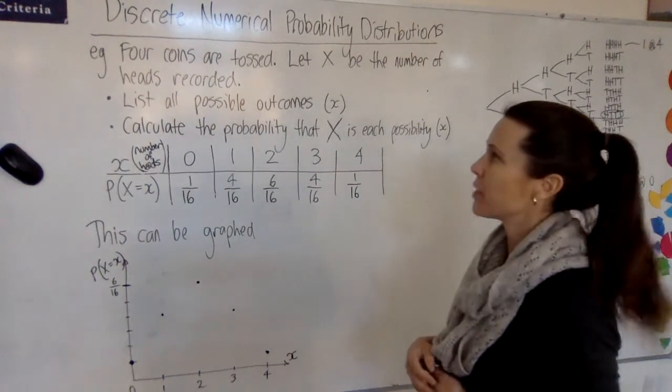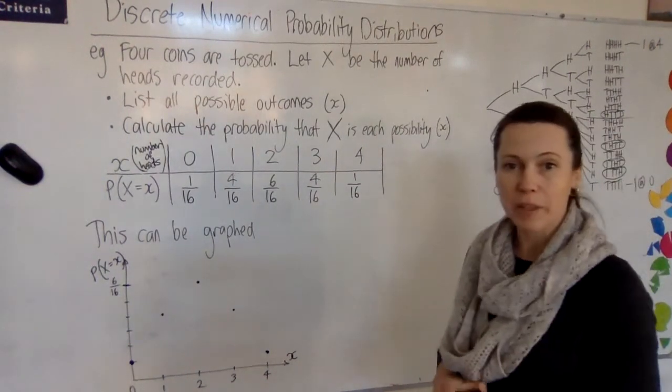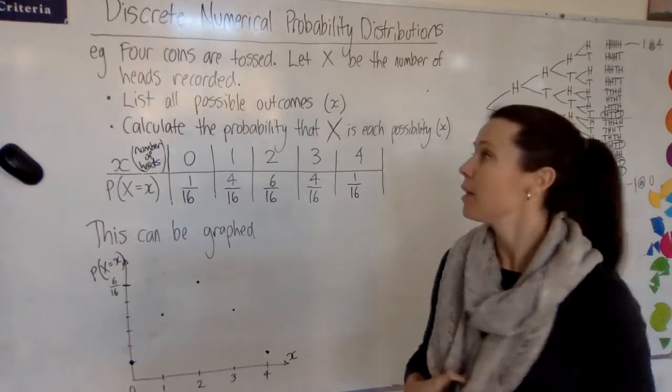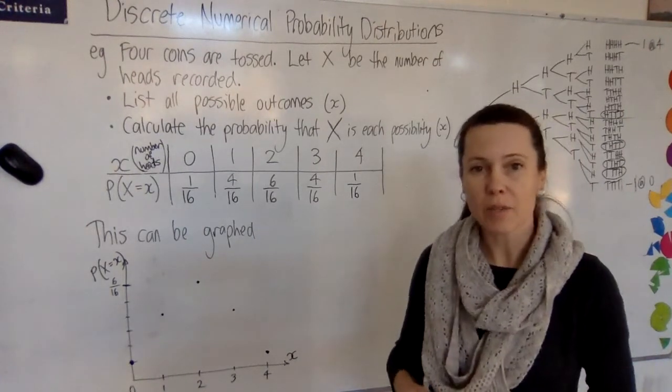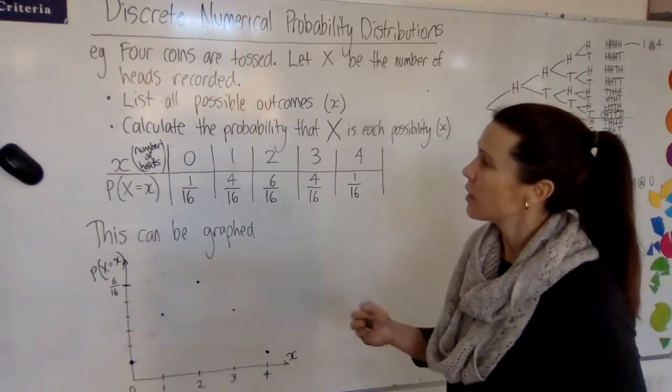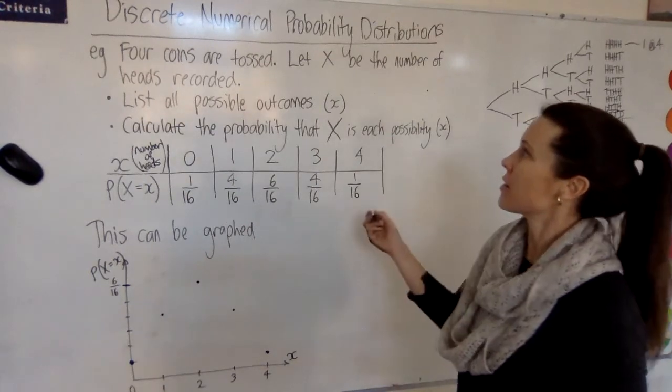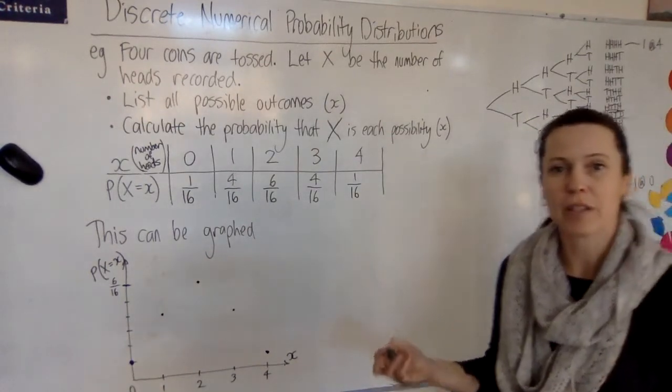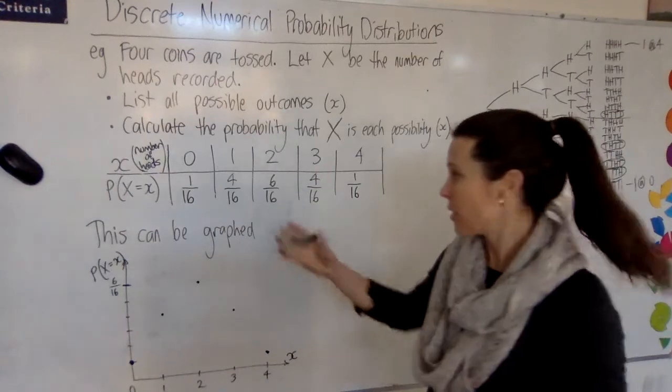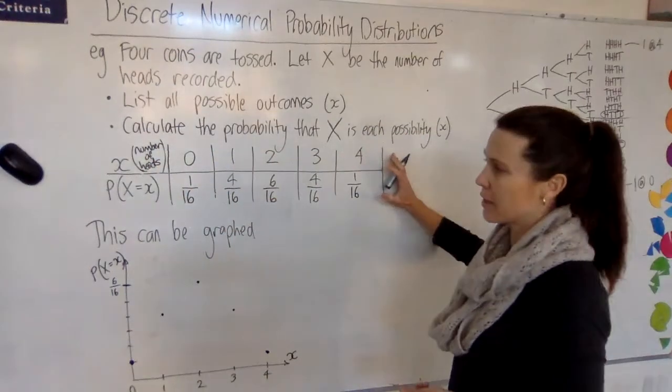So in general, we'll be dealing with discrete numerical probability distributions for our Year 11 work. In Year 12, we'll look at some more continuous numerical data. So I've got an example here to show you how to set out a probability distribution. Now, distribution just means spreading out, and so we're literally just putting what we know in a table.